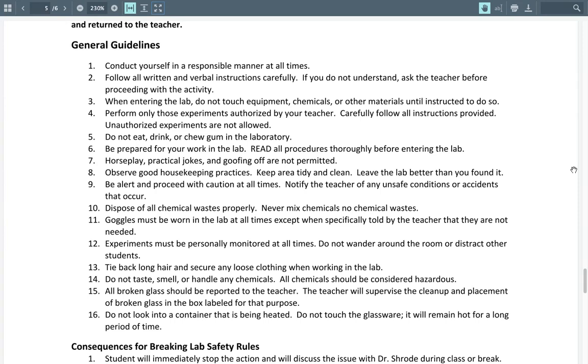Number 11, goggles must be worn in the lab at all times, except when specifically told by the teacher that they are not needed. So you're not going to have goggles while you're at home, but that's okay. All of these labs are safe for you to do without lab goggles.